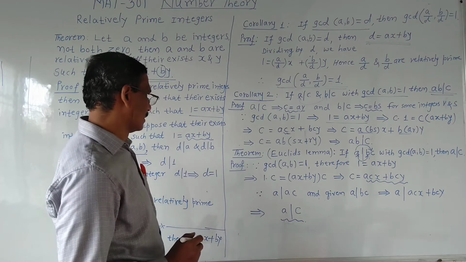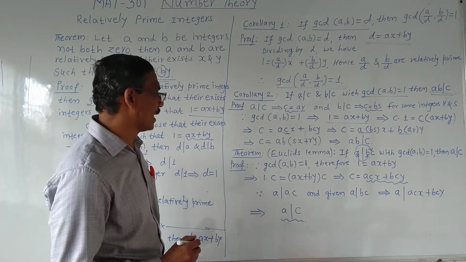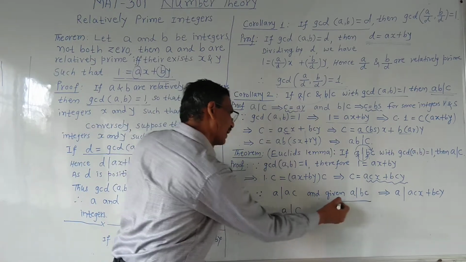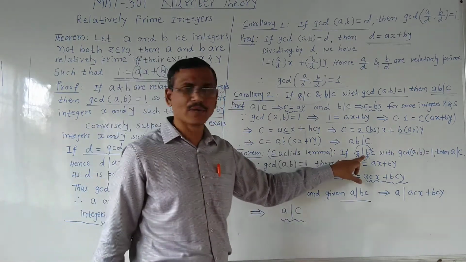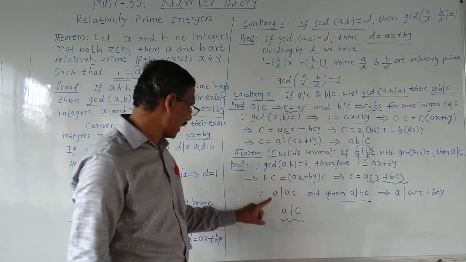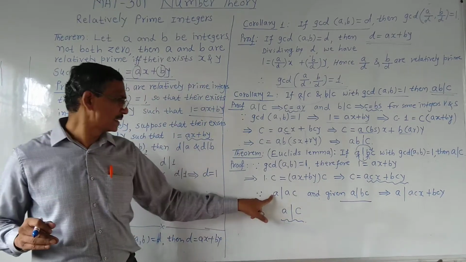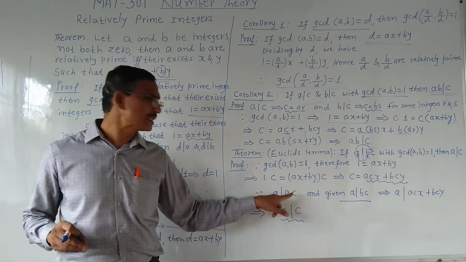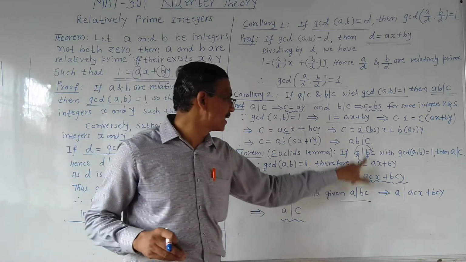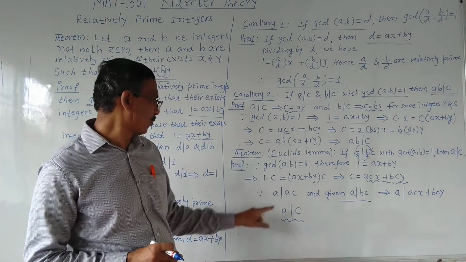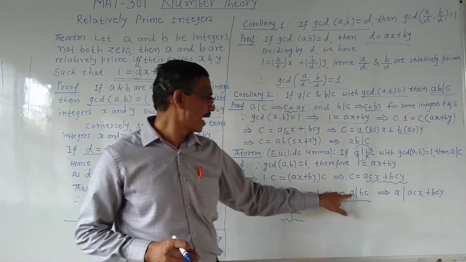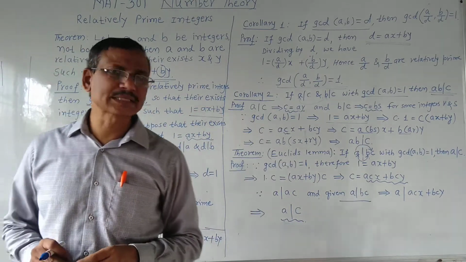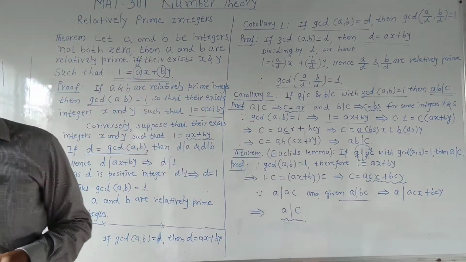Again, here it is given that a divides b c. This is given to you. And it is always true that a divides a c because a is common there. Therefore, a divides a c and a divides b c, which is given to you. And therefore, a divides a c and a divides b c implies a divides a c x plus b c y.